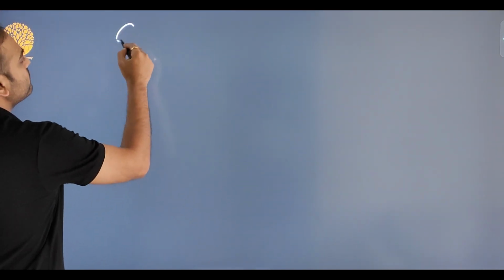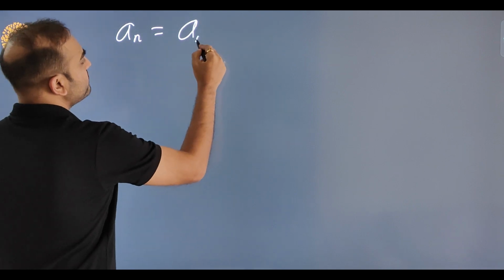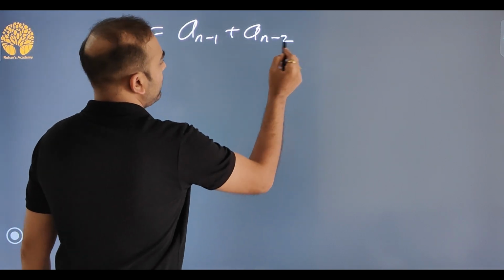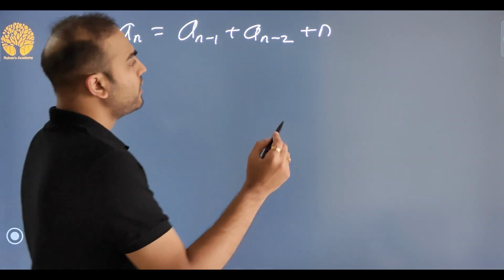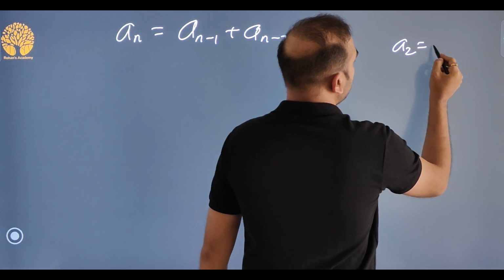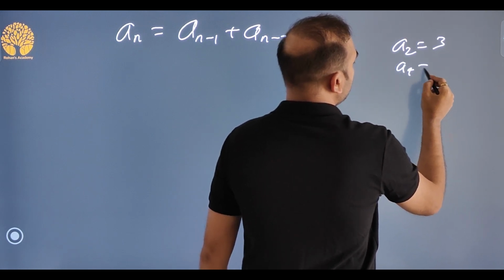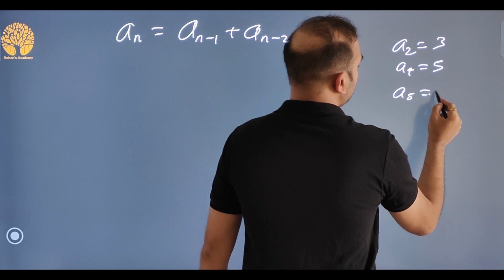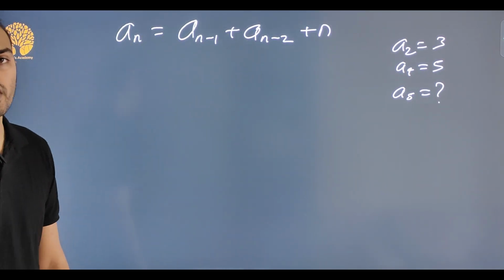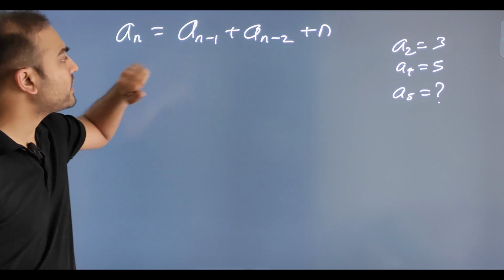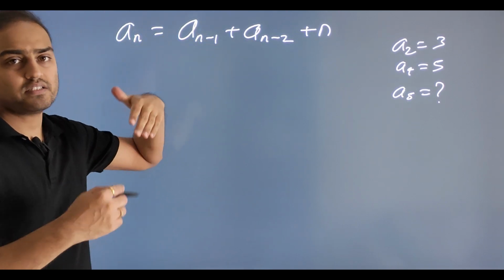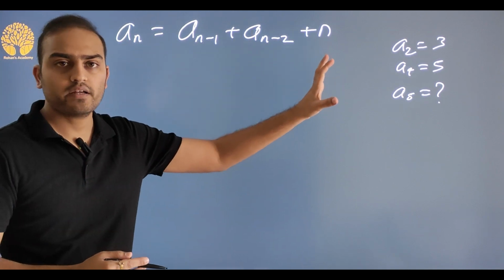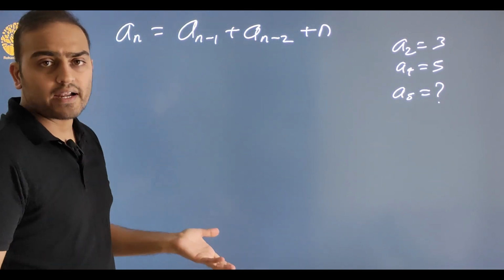Let's take an example. Say I tell you a series an is given by an = a(n-1) + a(n-2) + n, and it is given that a2 is 3, a4 is 5, find a5. The moment you see this, you will realize this does not look like an AP, this does not look like a GP, it just looks like some random sequence, correct?